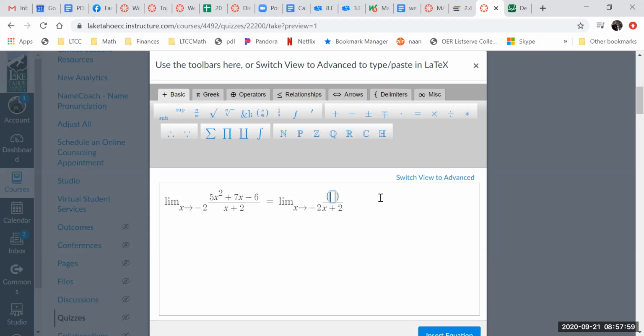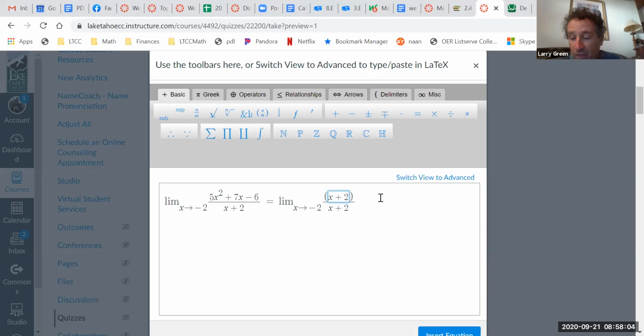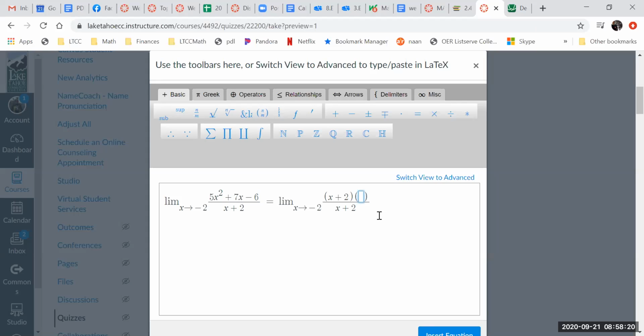x plus 2. Yeah, x plus 2. That's part of the fundamental theorem of algebra. Remember last time we talked about that. It makes it a whole lot easier. What do I have to multiply x by to get 5x squared? That's supposed to be pretty easy. x times what? 5x minus 3.